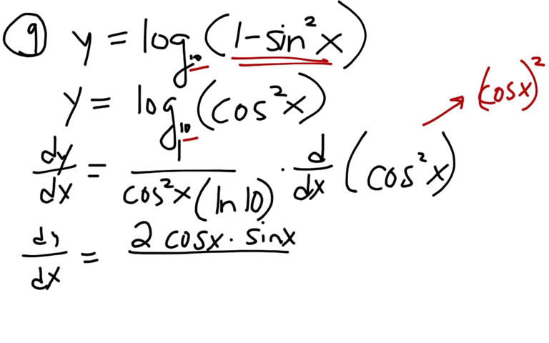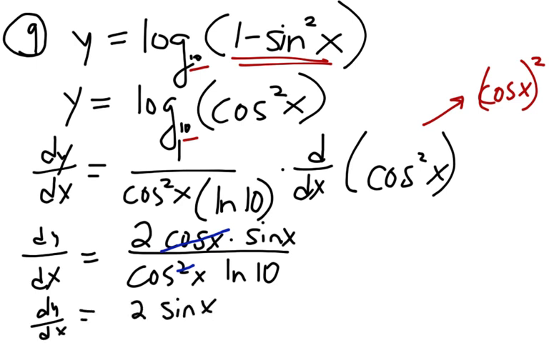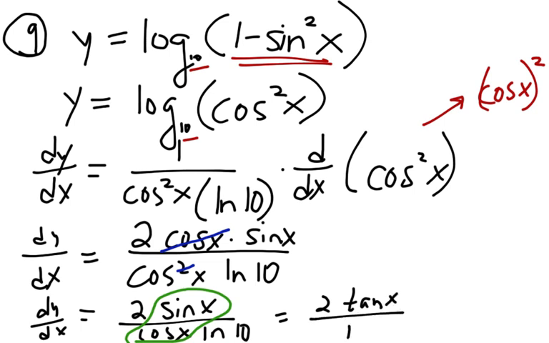And now the bottom is cosine squared of x times natural log of 10. Notice we have some cancellation going on here. The cosine of x on the top divides out with that square power, just leaving us one cosine on the bottom. So I have dy dx equals 2 sine x over cosine x natural log of 10. Now, what is the sine over the cosine from pre-cal? Well, that equals the tangent. So 2 times the tangent of x over the natural log of 10 is the simplified answer here.